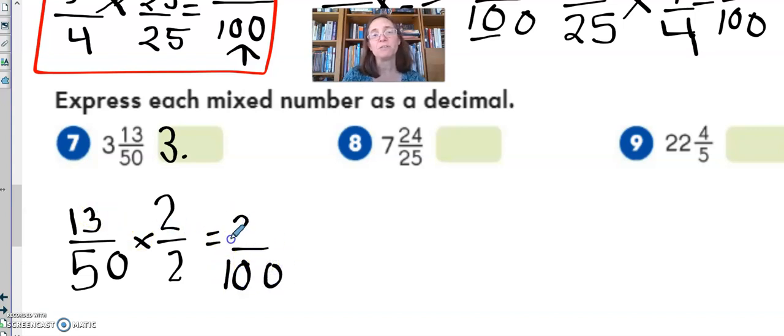So 13 times 2 is 26. And how were you able to do that, Ms. Foster? I actually did 13 plus 13 in my head.